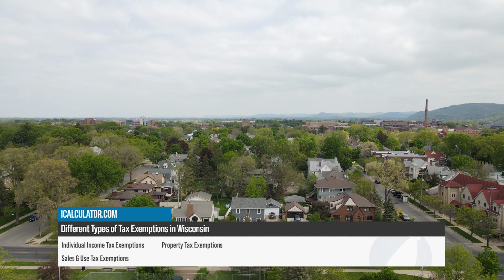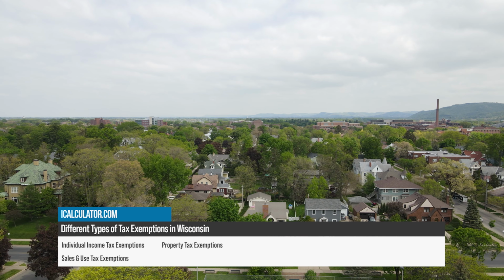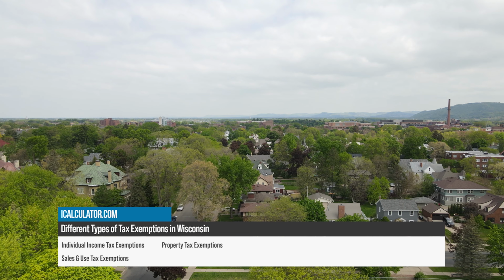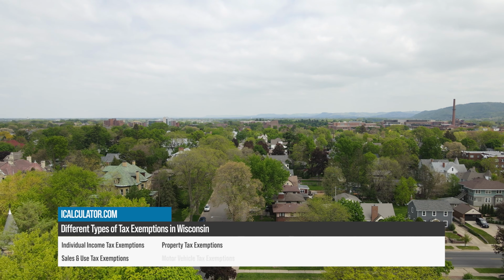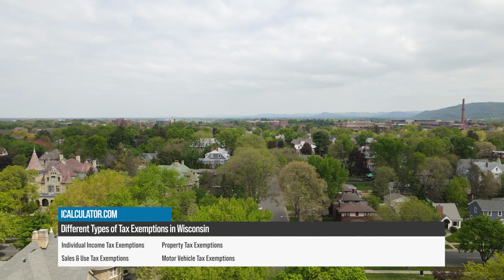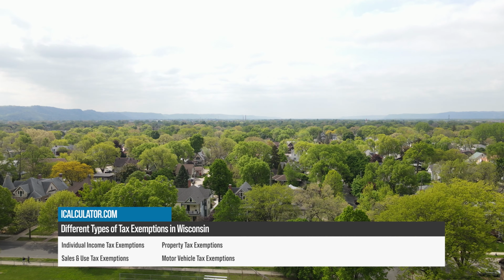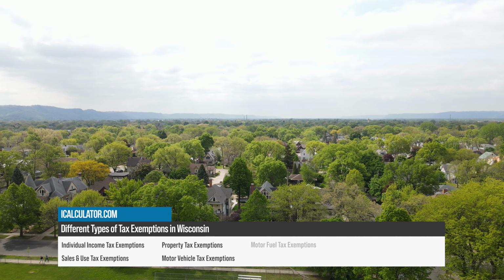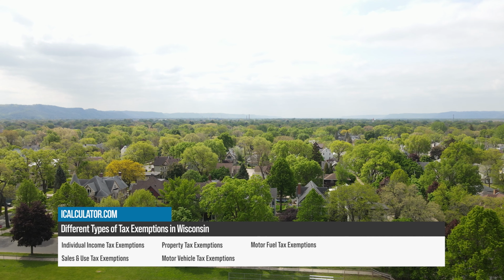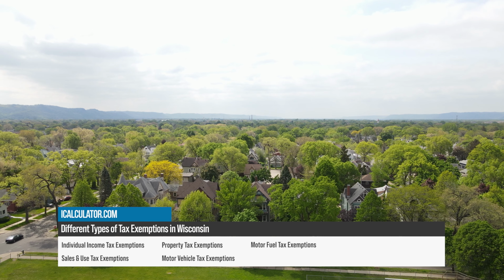Property tax exemptions. Exemptions include the homestead exemption for primary residences, exemptions for seniors, veterans, disabled individuals, and certain types of agricultural and conservation land. Motor vehicle tax exemptions. Exemptions include vehicles owned by government entities, certain non-profit organizations, and specific types of vehicles, such as farm vehicles. Motor fuel tax exemptions. Exemptions include fuel used for agricultural purposes, fuel used by government entities, and fuel used by certain mass transit systems.